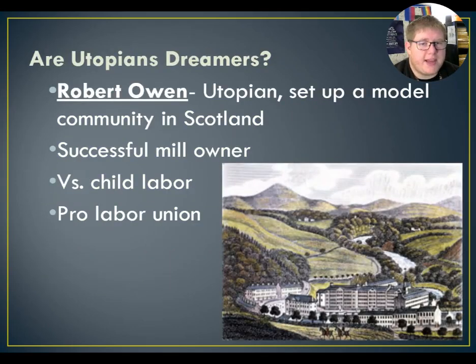So, bringing back this idea of utopia, remember we talked about that all the way back in chapter 13. Robert Owen set up a model community in Scotland. He was a successful mill owner, he was against child labor, and he was pro-labor union. His ideas worked for a little bit, but eventually it fell apart.